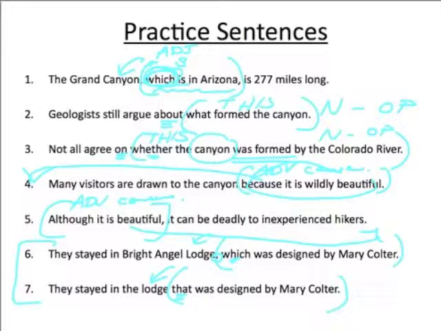And can you see why 6 needs to be non-restrictive and 7 needs to be restrictive? Because Bright Angel Lodge is named very specifically. There's only one. We don't need to distinguish it from other Bright Angel Lodges. So it's not that the fact that it was designed by Mary Coulter helps us know which Bright Angel Lodge we're talking about. There's only one.